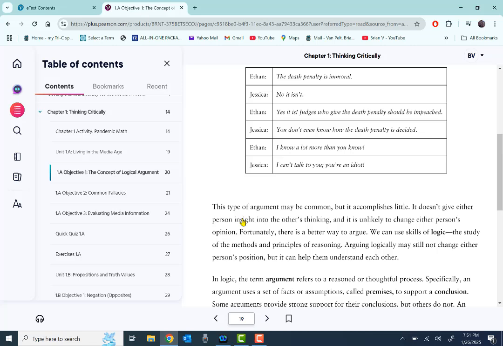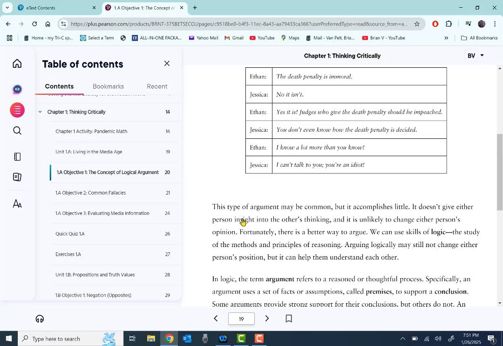There simply one says yes and one says no. Nothing has been accomplished in the argument. Ethan goes on anyways. Yes, it is. Judges who give the death penalty should be impeached. He has provided no supporting evidence or anything here. This is still an opinion of his. And then Jessica says, you don't even know how the death penalty is decided.